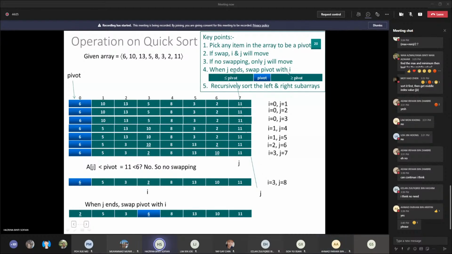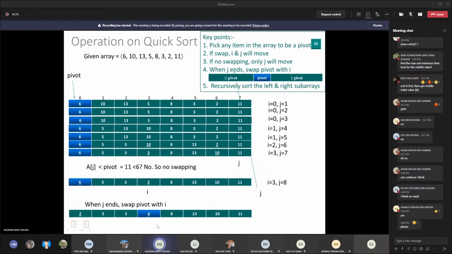So right now we have swapped it. You notice that the pivot will be somewhere in the middle. For the first round, you see on the left side all are smaller than the pivot, and on the right side all are bigger than or equivalent to the pivot. Can you notice that? Yes. Okay, good.